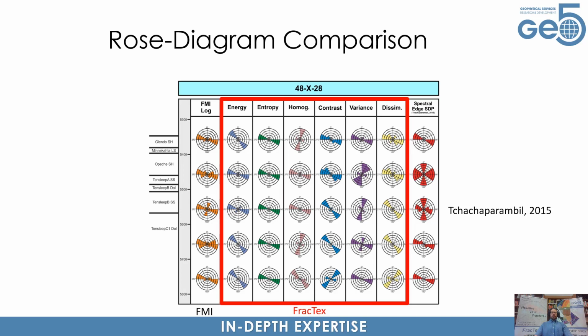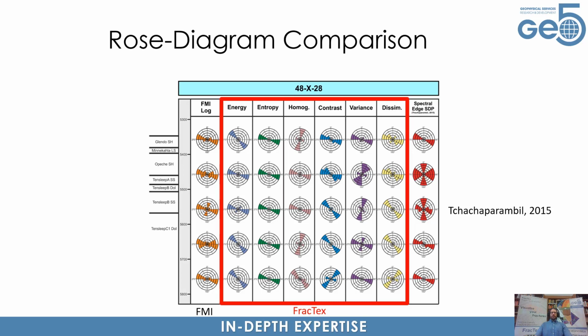With our plugin, we get for some of the attributes quite a good match, like for the energy or the entropy attribute. For other attributes, such as variance or the contrast, in some cases the attributes differ. So in this case, my recommendation is to do this rows diagram analysis for each section or for each interval separately, and then choose the best performing attribute.